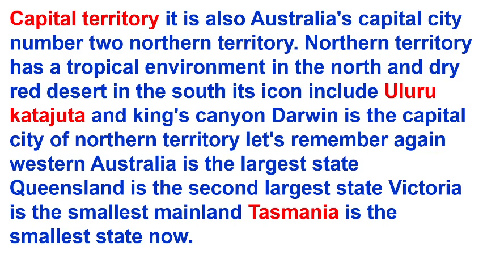Let's remember again, Western Australia is the largest state. Queensland is the second largest state. Victoria is the smallest mainland state, and Tasmania is the smallest state.